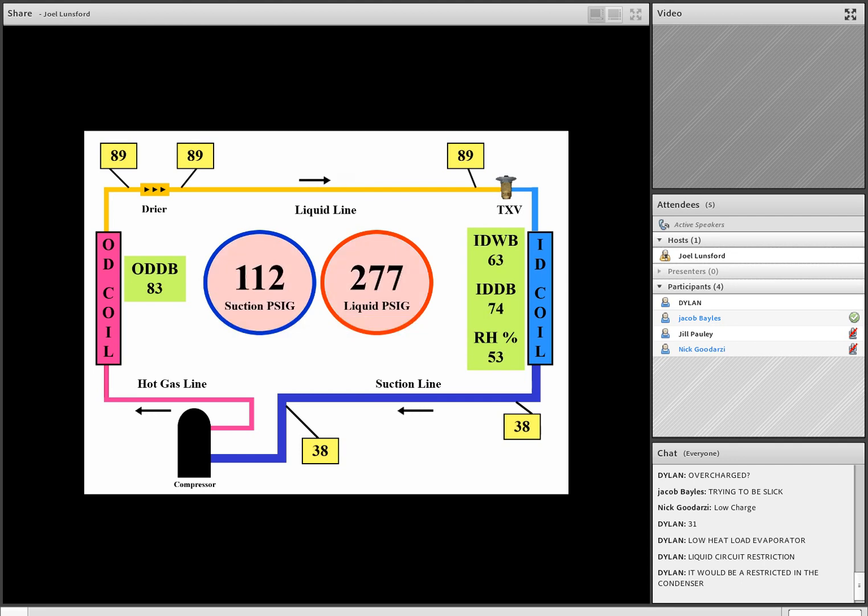Let's do this one together. This is an R410A system, and we've got 112 pounds of pressure on the suction side and 277 on the liquid side. So as we take a look at this together, we have an expansion valve. So we're looking for 10 to 15 degrees of subcooling and about 10 to 15 degrees of superheat.